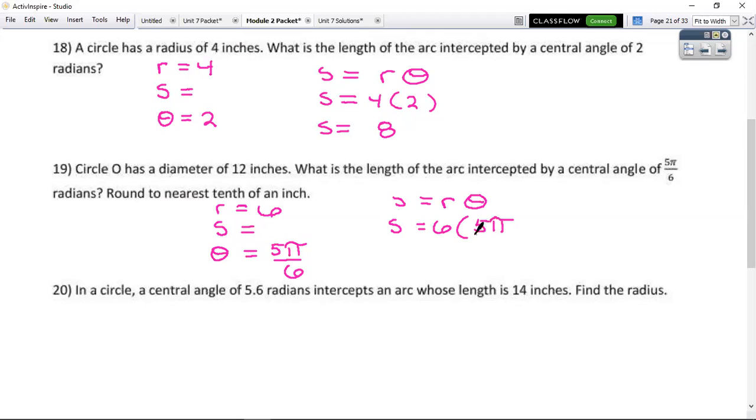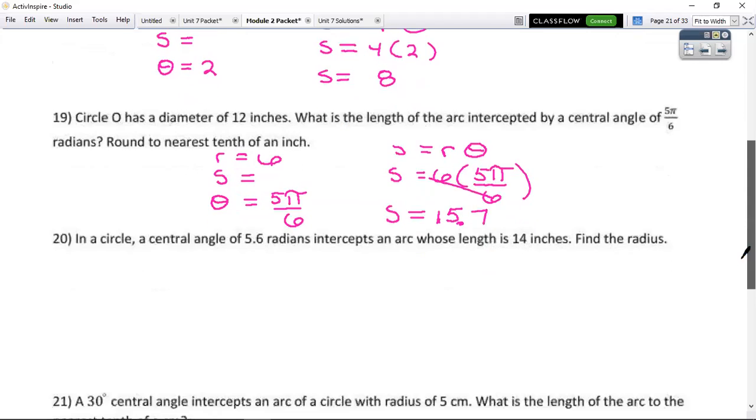What do you think I should do with the 6's? Yeah, just cancel them, exactly. And then go to your calculator and go ahead and type in 5 pi. And we're going to round this to the nearest 10th of an inch. Thank you. Me too. 15.7 it is. Awesome. 15.7. All right. Number 20 you can skip because there's no difference there at all.